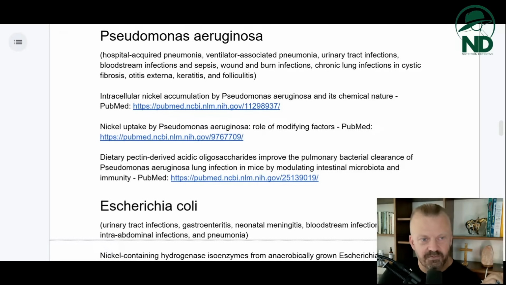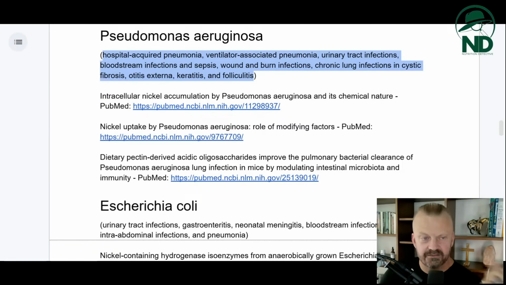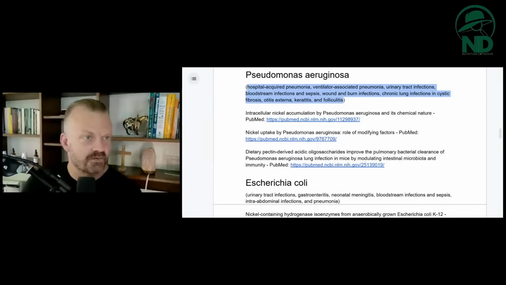What is this? Hospital-acquired pneumonia, ventilator-associated pneumonia, urinary tract infections, again, bloodstream infections and sepsis, wound and burn infections, chronic lung infections and cystic fibrosis, otitis externa, that's ear infections, folks, keratitis, and folliculitis. Again, do you see how the list of these things just keeps getting longer and longer? Let's go to the new window, and then we will start opening these up.